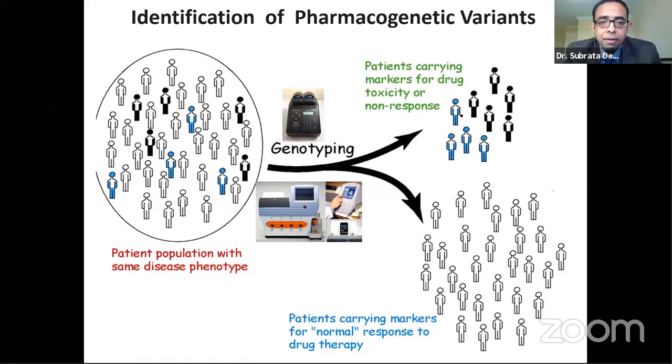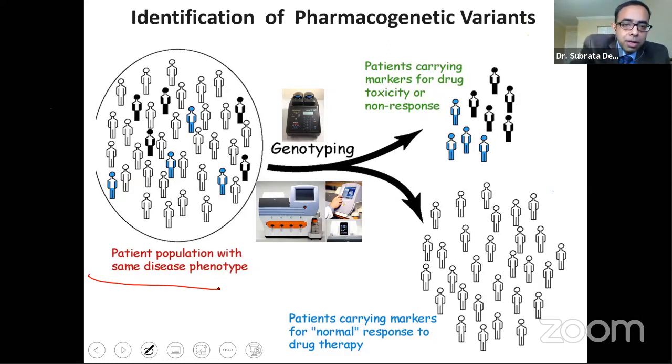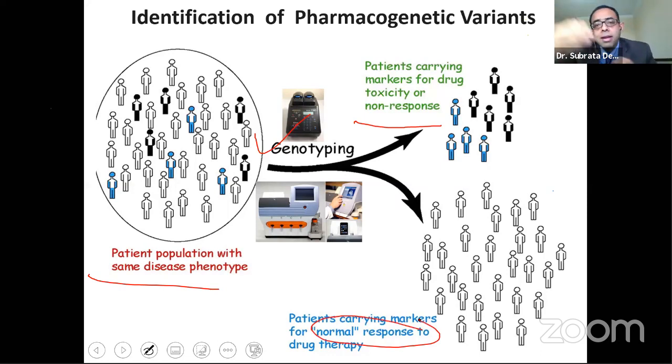And in terms of identifying different pharmacogenetic variants, how do we do that? For example, you have a patient population of 100 people. You take their saliva or blood and do genotyping through different molecular biology techniques, including RT-PCR. Then eventually you can find genetic types which will be people for toxicity or non-response, or people who will have normal response to drug therapy. So you can segregate people based on their genetic composition.